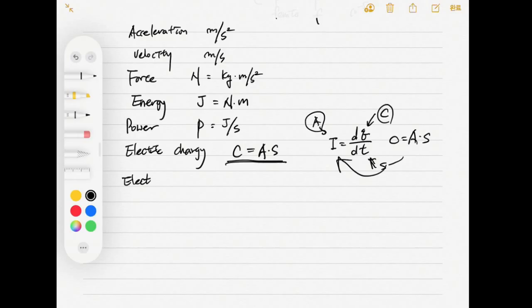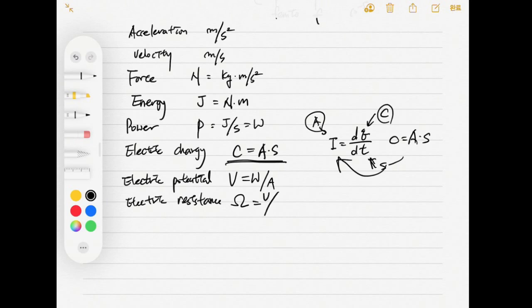And the electric potential will be voltage. Volt is watt, this is another unit of power, watt divided by the current. And the electric resistance is ohm, which is voltage divided by ampere.